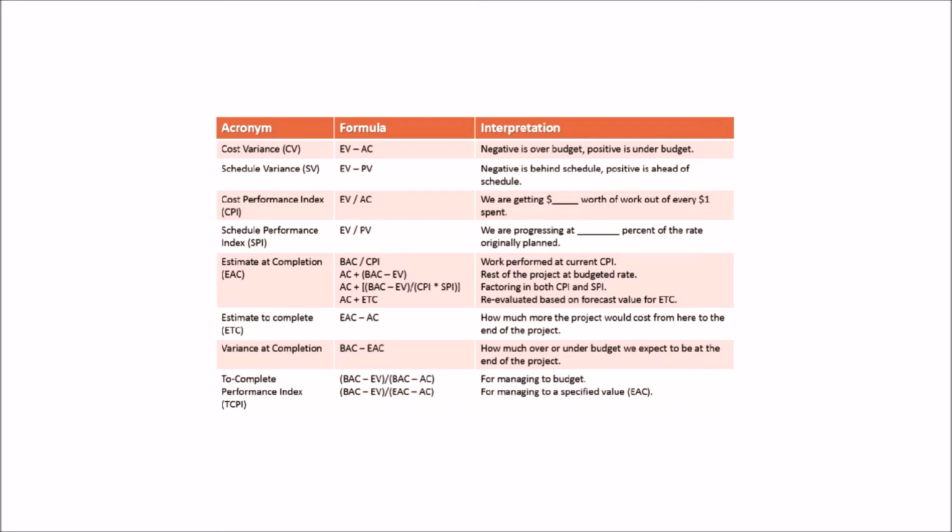To Complete Performance Index, TCPI, is calculated using two formulas. First is BAC minus EV divided by BAC minus AC. This shows at what rate the project needs to progress so that it can be completed at the planned budget. Second is BAC minus EV divided by EAC minus AC. This formula is helpful when the project should be completed to a specified value, EAC.